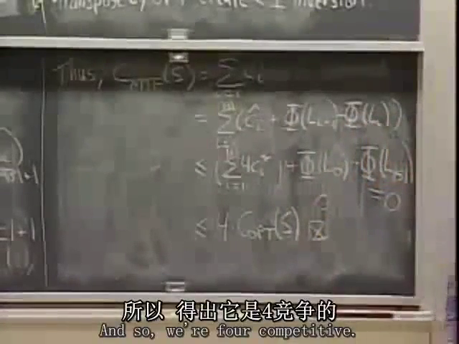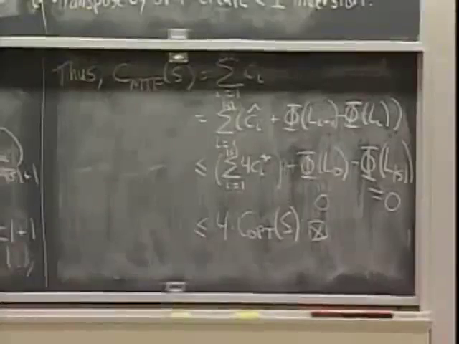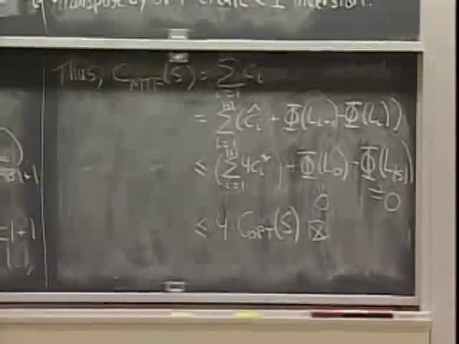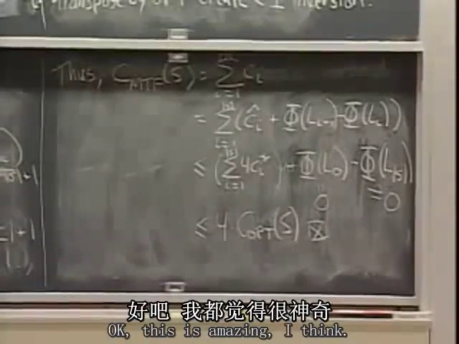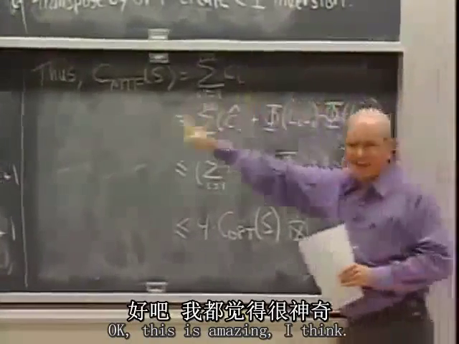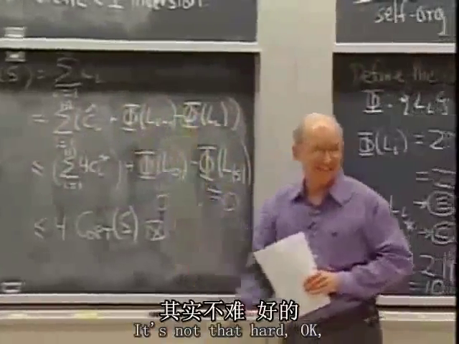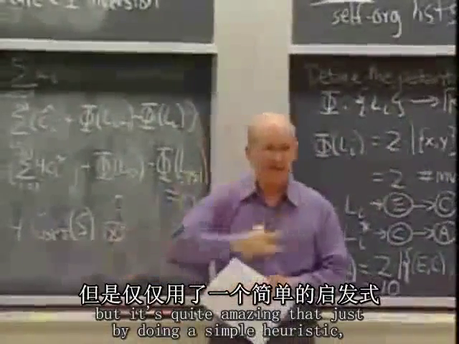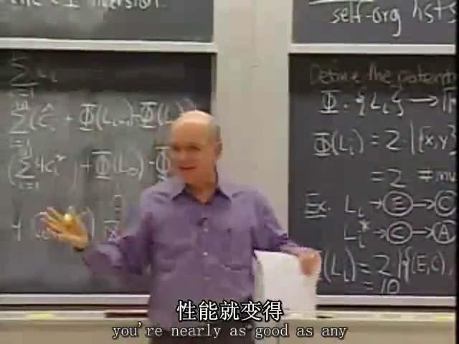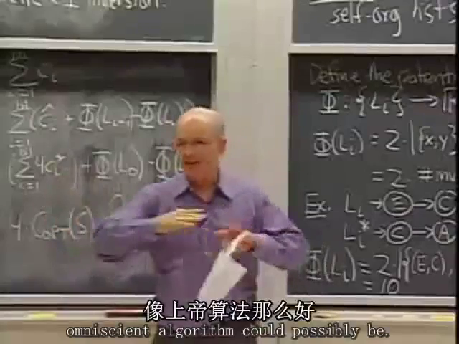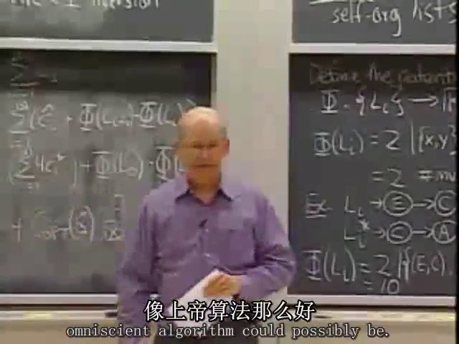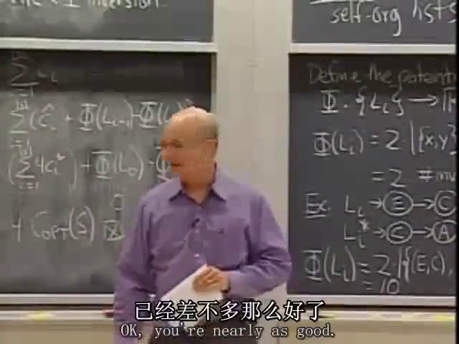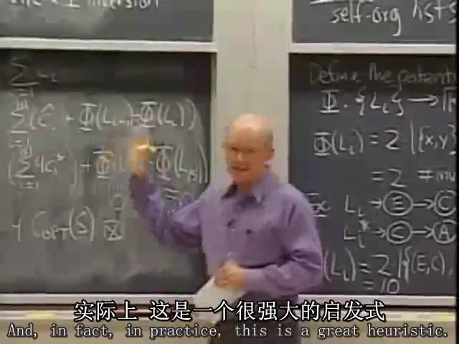And so we're 4-competitive. Okay? This is amazing, I think. It's not that hard, but it's quite amazing that just by doing the simple heuristic, you're nearly as good as any omniscient algorithm could possibly be. Okay, you're nearly as good. And in fact, in practice, this is a great heuristic.